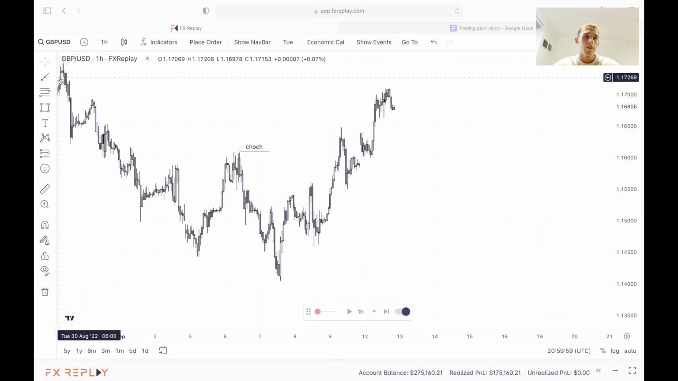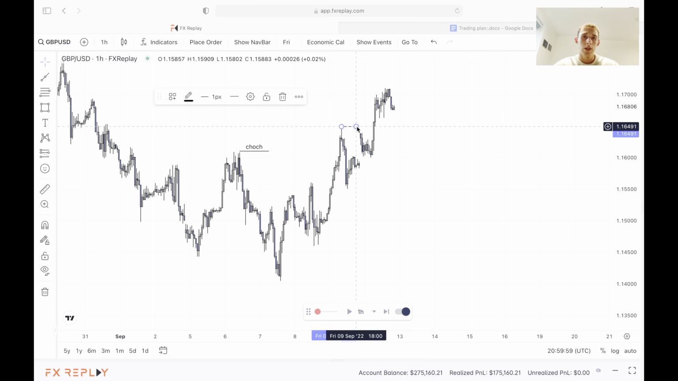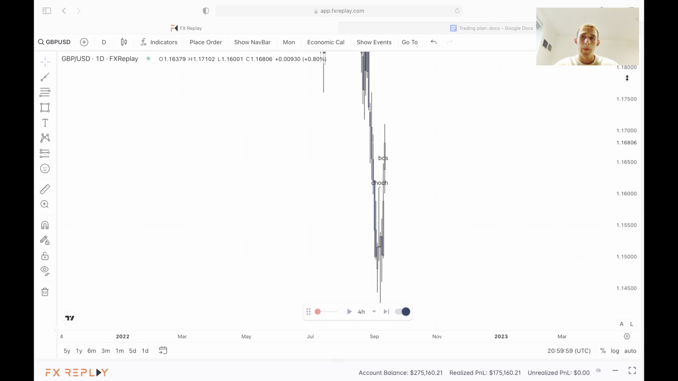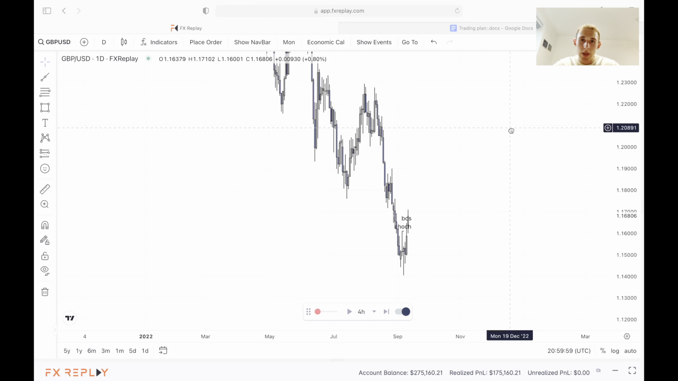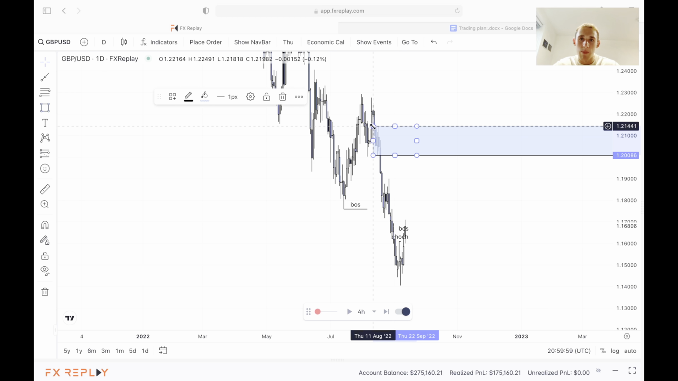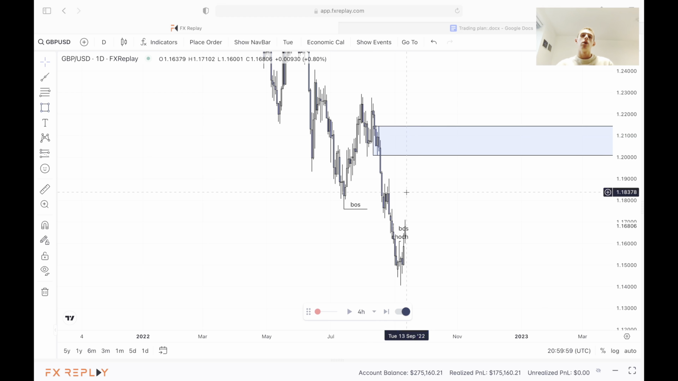We had a second breaker structure just there. So now just looking to follow this trend. And on the daily, we will keep in mind that we've still had this daily breaker structure. So we'll keep that marked on, and also note that we have this daily level of supply where price may want to come and retest.